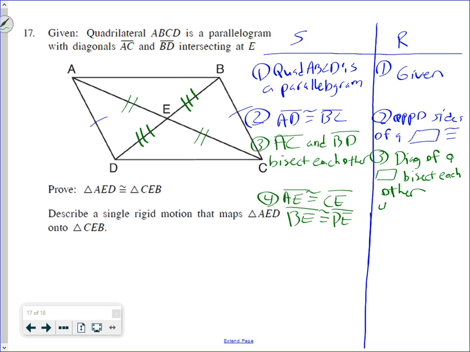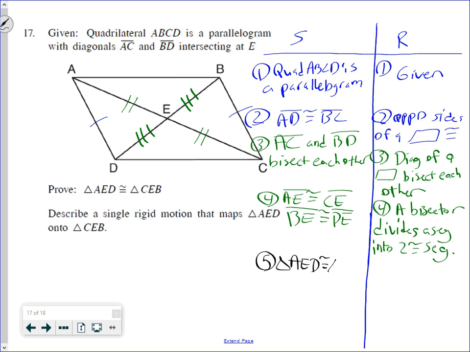Now we want to establish what a bisector is. A bisector divides a segment into two congruent segments. Now, if we look at what we have in each of our triangles, we have side, side, side, and side, side, side, which is one of our patterns. So triangle AED is congruent to triangle CEB. See, make that a little bit cleaner.